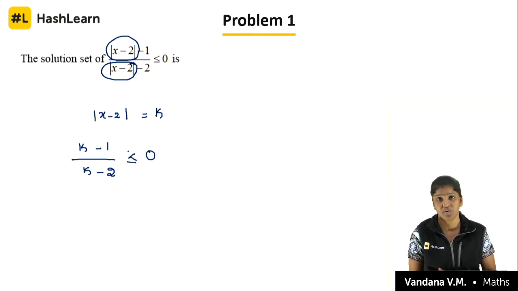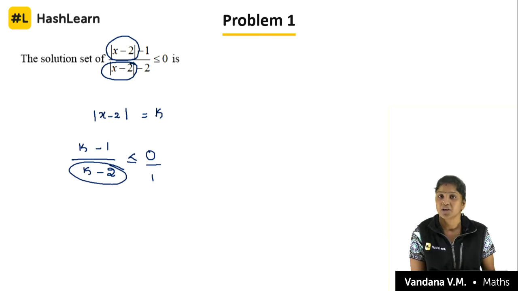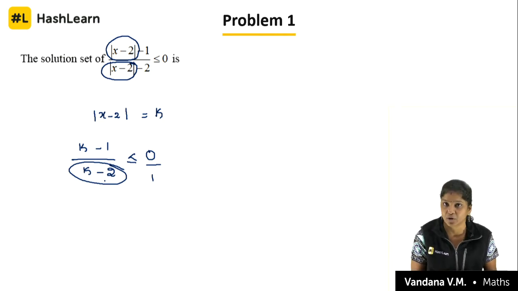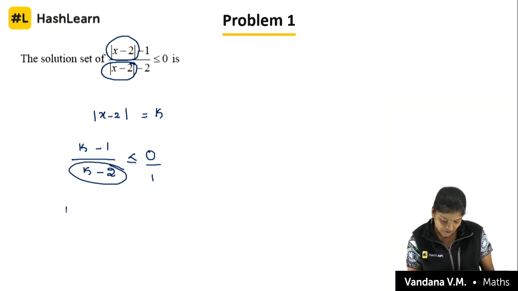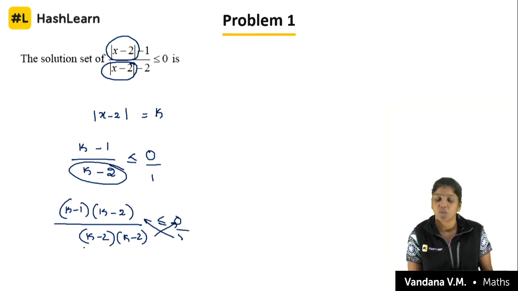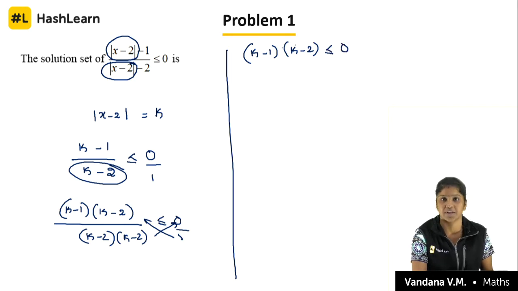Whenever an equal to is there, we usually write cross multiplication, but whenever 0 is there, we are going to miss this factor. So for that reason, whatever we have in the denominator, we will multiply to the numerator and the denominator. So that is k minus 1 into k minus 2 whole divided by k minus 2 into k minus 2. I will make a note like this. Now you can do the cross multiplication. What I will get over here is k minus 1 into k minus 2 less than or equal to 0.